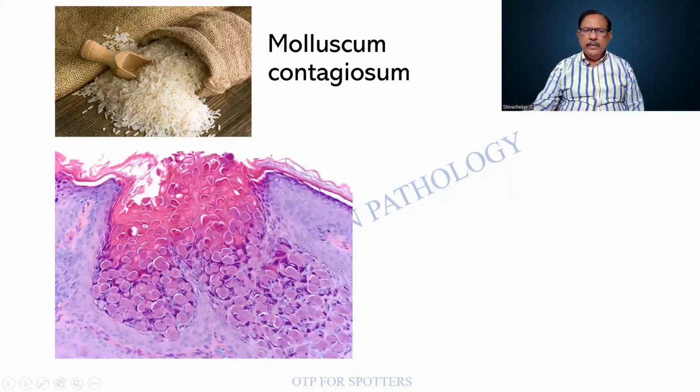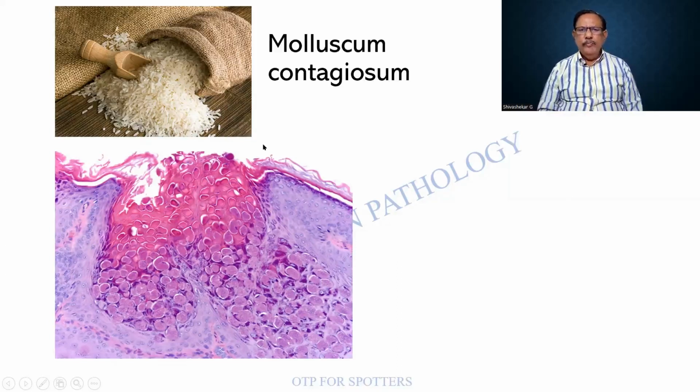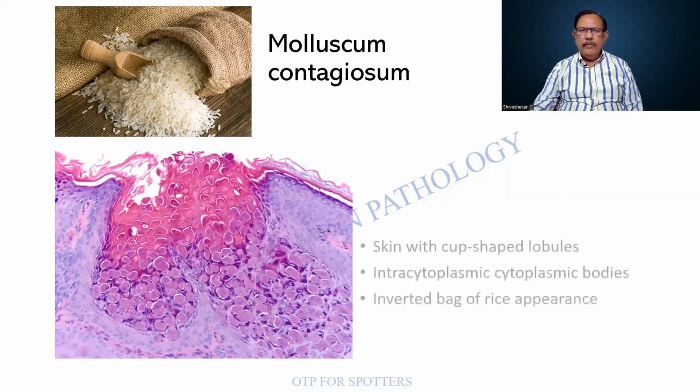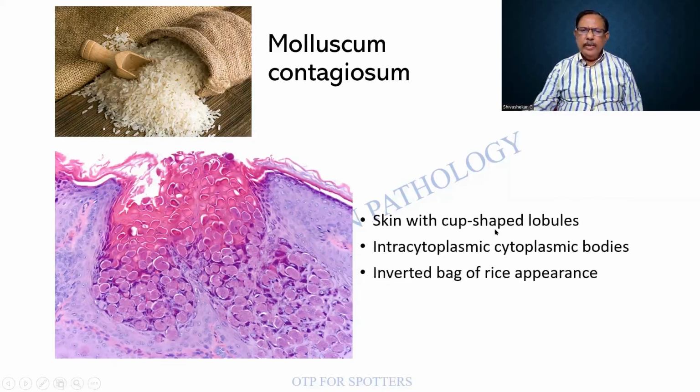What is said is, this is a bag of rice. When you invert the bag of rice, everything seems to be falling down. Similarly here, from the epidermis, there are cells which are getting denuded and they fall off. So it has got an inverted bag of rice appearance. So what do I see? Skin with cup-shaped lobules. Look at these cup-shaped lobules. There are intracytoplasmic bodies. Within the cytoplasm, I find them. Superficially, they become more eosinophilic. It has got an inverted bag of rice appearance. The diagnosis is molluscum contagiosum.